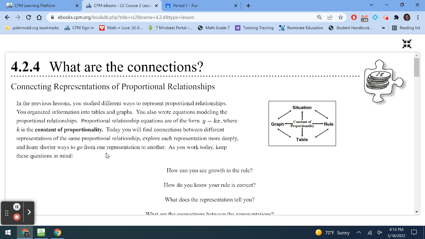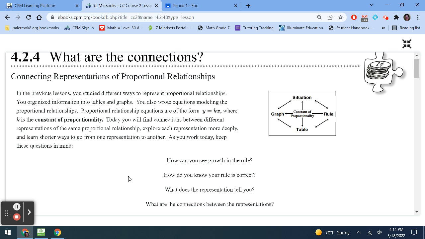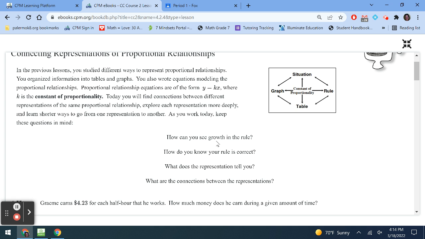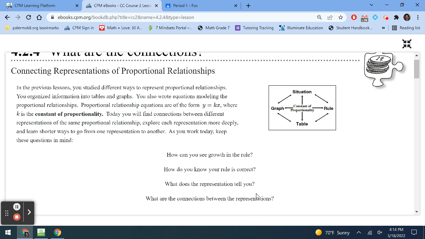Today you're going to find connections between different representations of the same proportional relationship. Explore each representation more deeply and learn shorter ways to go from one representation to another. As you work today, keep these questions in mind. How do you see the growth in the rule? How do you know your rule is correct? What does the representation tell you? What are the connections between the representations?